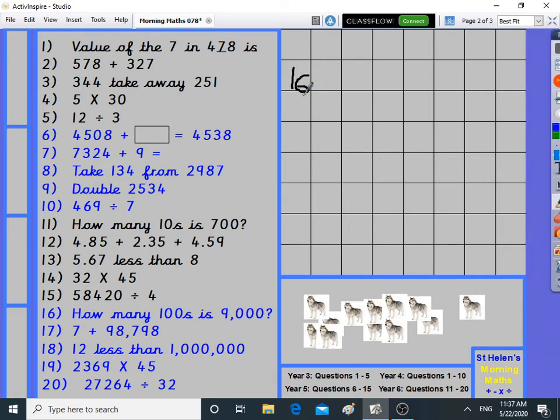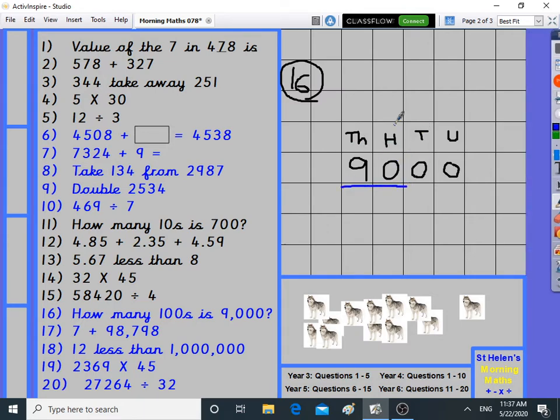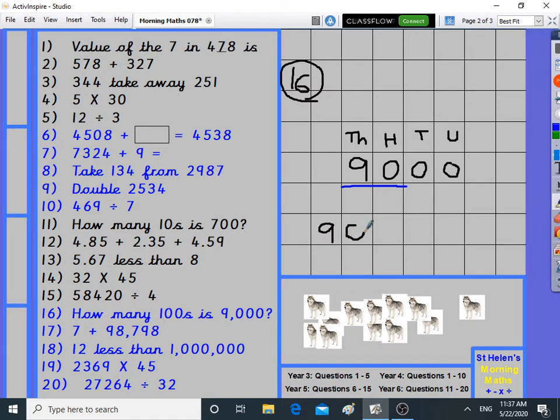How many hundreds in 9,000? I like to write this out because I get confused by these. So 9,000 is actually 9,000 units. It would be 900 tens. It would be 90 hundreds. And it would be 9 thousands. So if we're looking for the hundreds, it's 90 hundreds. You go up to the hundreds column, 90 hundreds is 9,000. So our answer, it's quite a strange question this, 90 hundreds. 90 hundreds is 9,000.